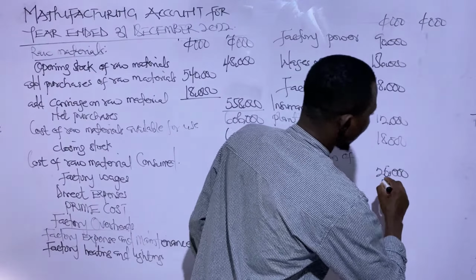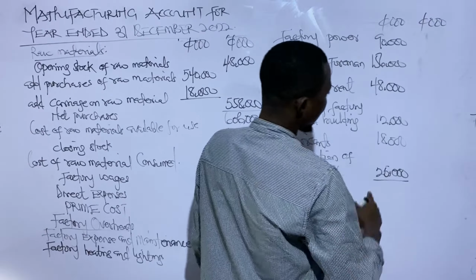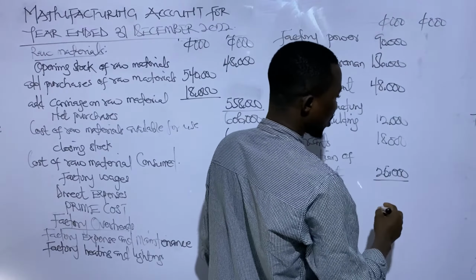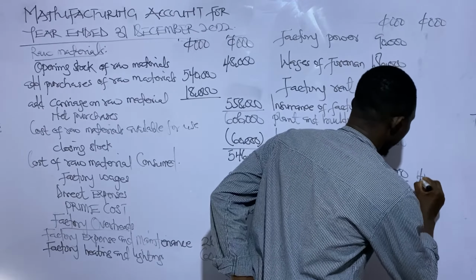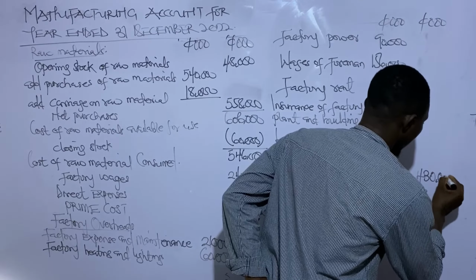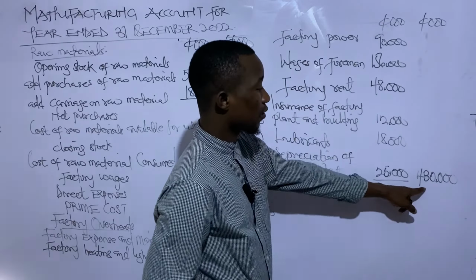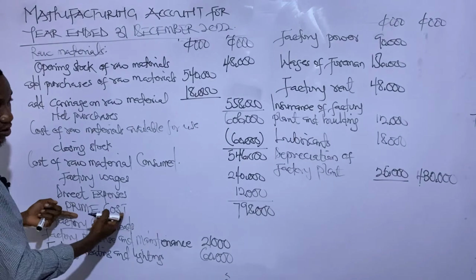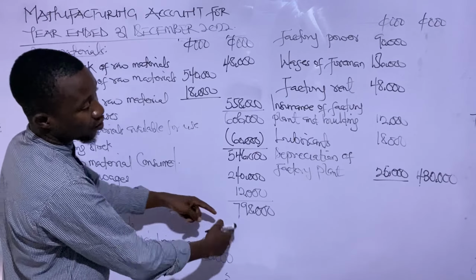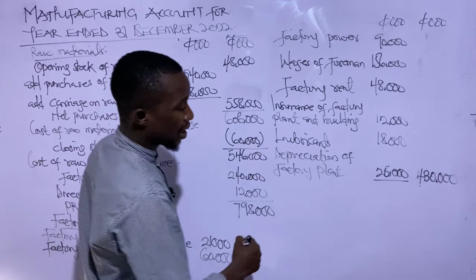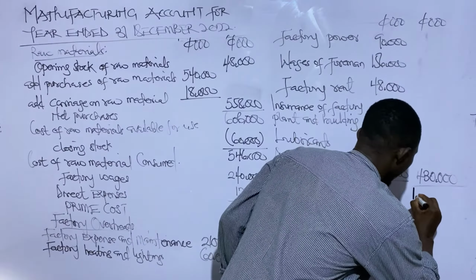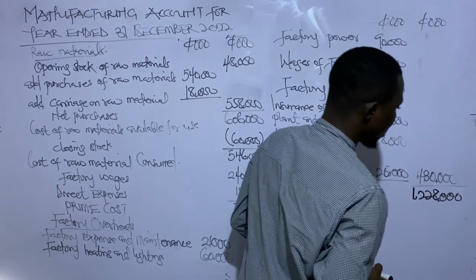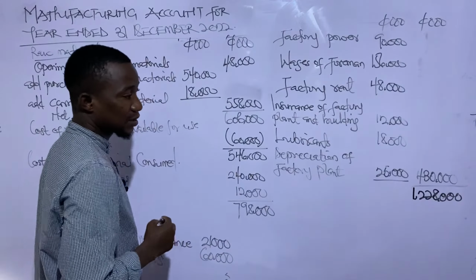So we have to add the indirect expenses up, starting from here, and we'll add all this, and it will give us an amount of 430,000. Good. This is the total of the factory overheads. Then we add it to the total of the prime cost. So when we add prime cost to factory overheads, you will arrive at an amount of 1,228,000, and this is the cost of production.